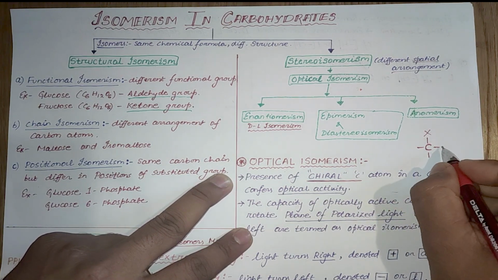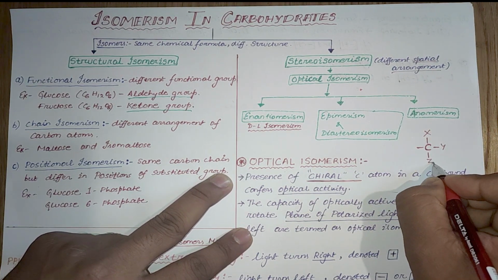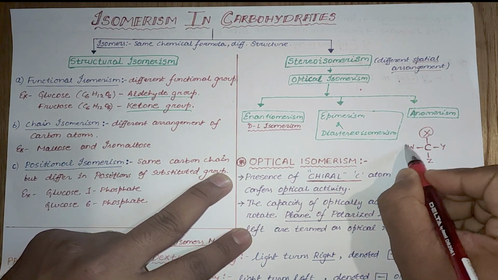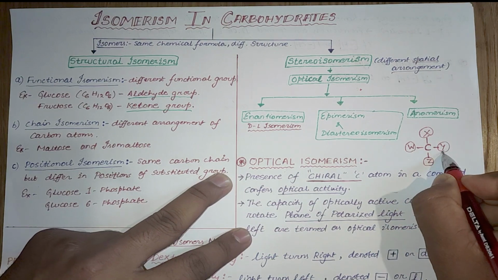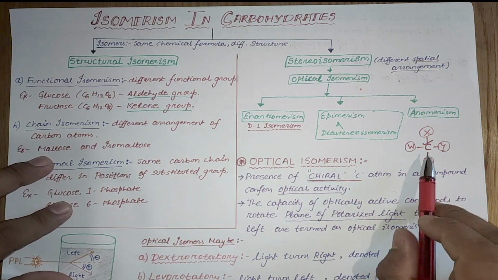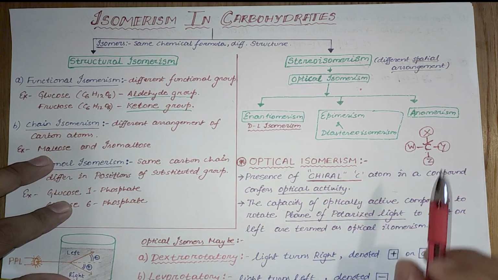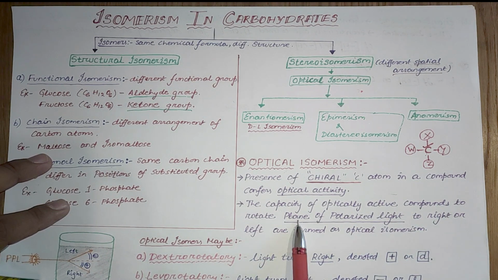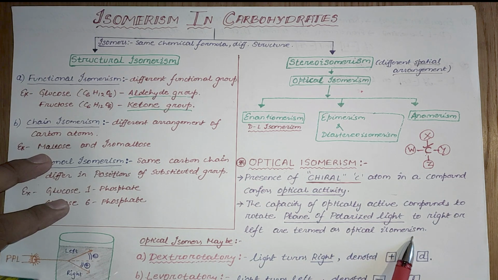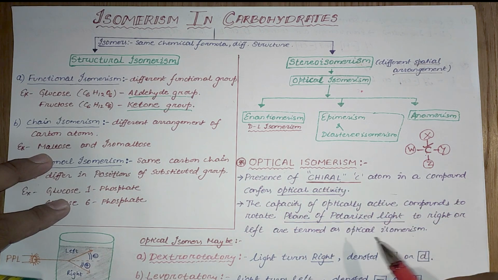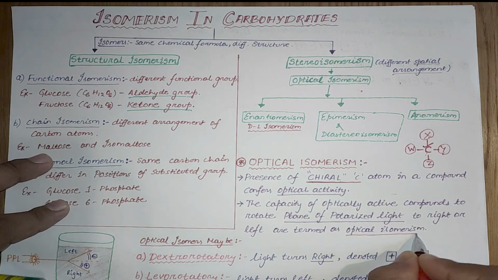If they are X, Y, Z, and here it is W, these are the four different groups the carbon is bonded with. Then it is said that this is the optical or chiral carbon. The capacity of an optically active compound to rotate the plane of polarized light to the right or left is termed optical isomerism. Now we know what an optically active compound is, so what is optical isomerism?